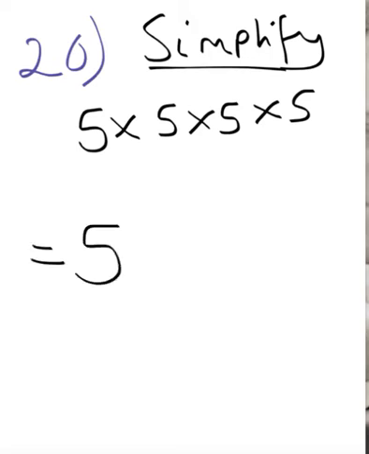And how many 5s are there? 1, 2, 3, 4. So there's 5 to the power of 4. And that's been simplified, okay? The question isn't asking us to calculate or evaluate. It's just asking us to simplify.